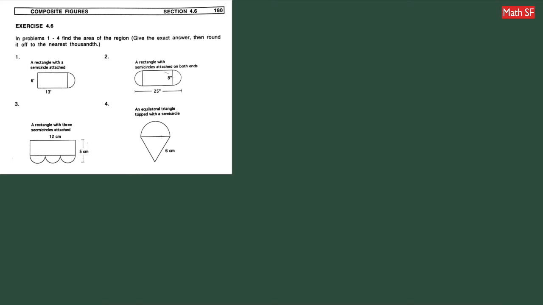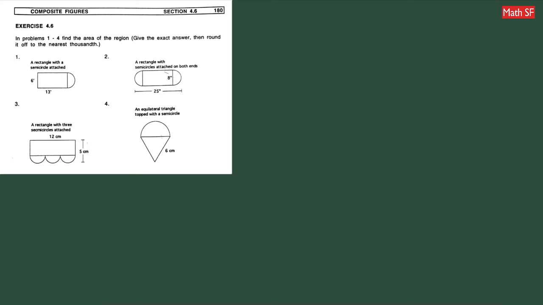For example, in number 1, it seems to be a rectangle and a semicircle. Number 2, a rectangle and 2 semicircles. Number 4, a triangle and a semicircle. So previously in chapter 2 and chapter 3, we learned how to find the area of those triangles or the area of those rectangular figures. So in 4.6, we're gonna do everything combined.